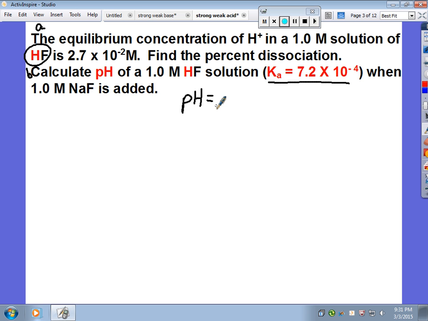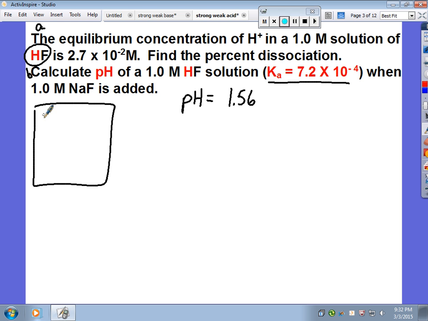If I actually do the pH, which is the negative log of that 2.7 times 10 to the negative 2 molarity, I get a pH of 1.56. That's just my HF. Okay, and again, I did an ICE problem to find that out. So now I'm going to find the pH of a 1 molar HF solution when I add 1 molar sodium fluoride. So let's stop for a second and think about what's floating around in my beaker.